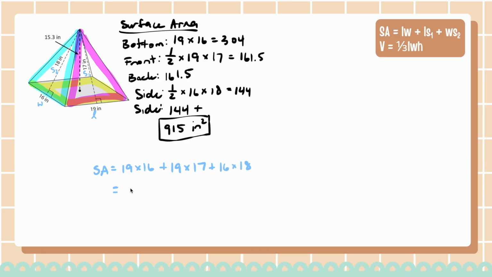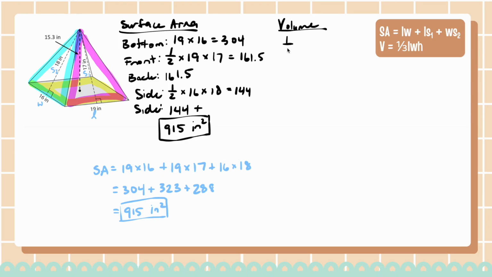All right, now let's simplify everything. So 19 times 16 is going to get me 304, plus 19 times 17 is going to get me 323, and then 16 times 18 is going to get me 288. If I add all of these together, that's going to get me 915 inches squared as well. So the same surface area. All right, now let's move on to volume.